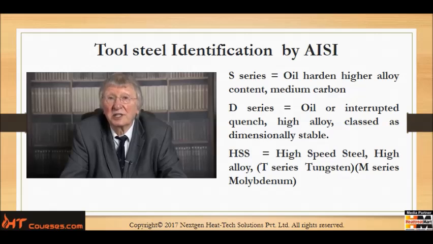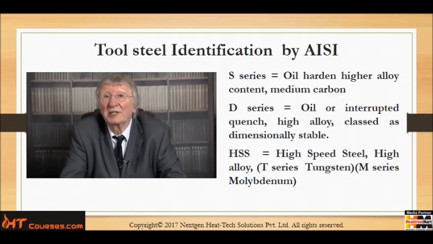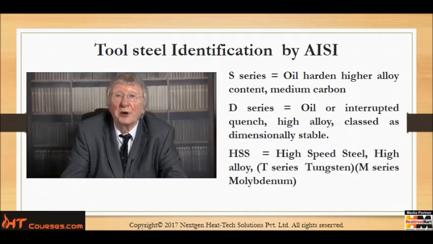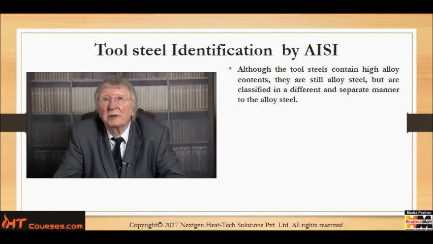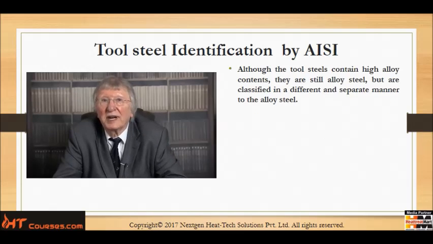HSS simply means high-speed steels, high alloy, and it's identified either by a T prefix, which means tungsten as the principal alloying element, or M, which typifies molybdenum. Although the tool steels contain high alloy content, they're still alloy steels, but are classified in a different and separate manner to the alloy steels.